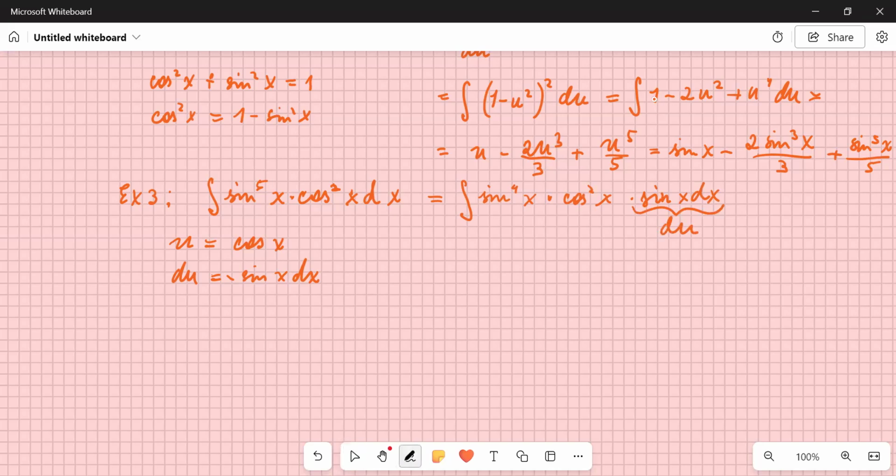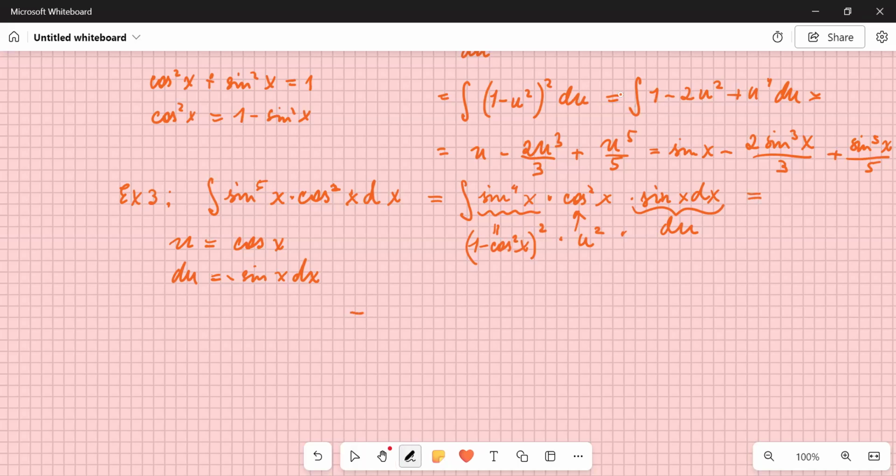Because cosine is my new variable, I'm going to have u squared over here. What should I do with this? Like I did over here with cosine, I'll need to represent sine through cosine, right? Using the Pythagorean identity, it's going to be 1 minus cosine square of x, and that's going to be sine squared. Because we have sine to the power of 4, we'll need to square it. And that's how my expression is going to look, except instead of cosine square, I'm supposed to use u squared.